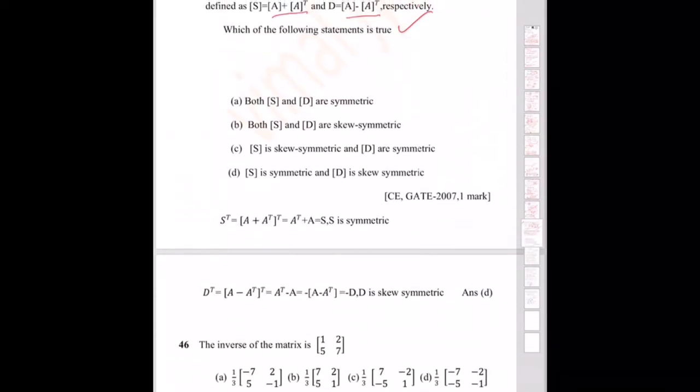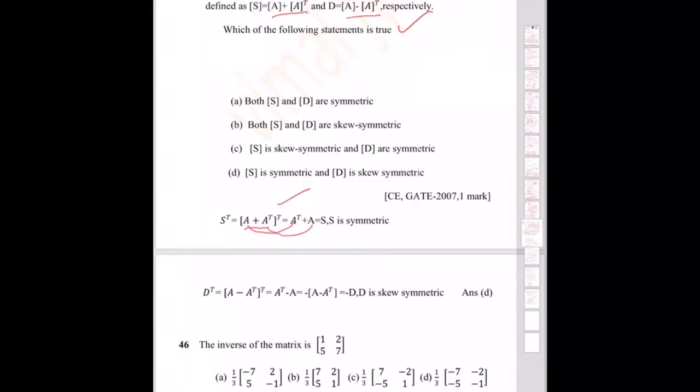That is, S is equal to A plus A transpose. S transpose is equal to (A plus A transpose) all transpose. That is equal to A transpose plus (A transpose) all transpose. That is equal to A. That is, S transpose equal to S. That is, S is symmetric.